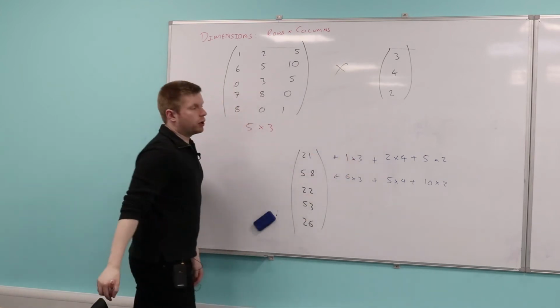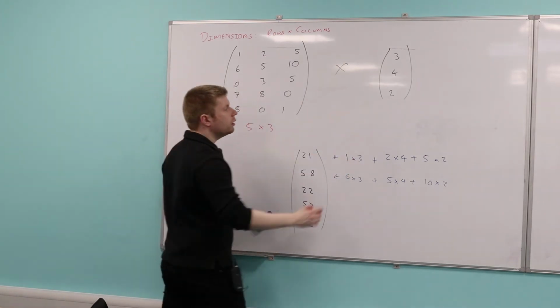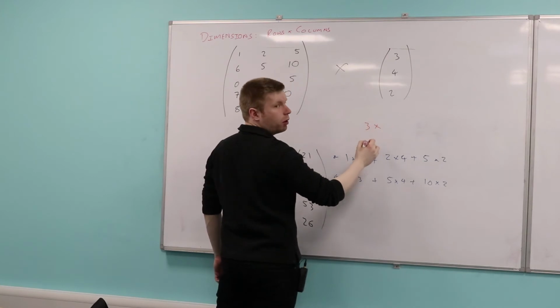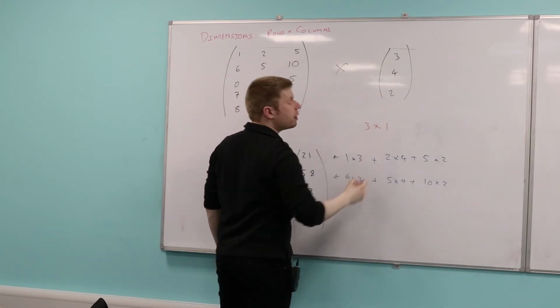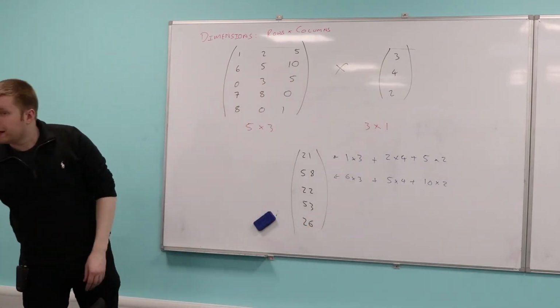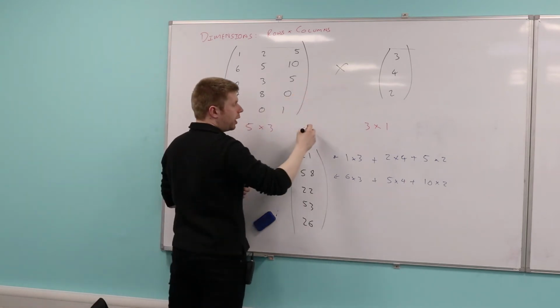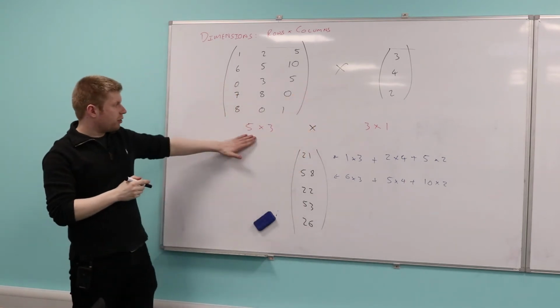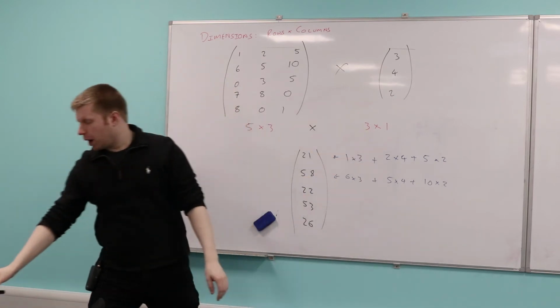What about the second matrix? How many rows? 3 rows. How many columns? 1. So it'd be a 3 by 1 matrix, okay? And what we're literally doing is multiplying these two things together. So we're taking a 5 by 3 and multiplying it by 3 by 1.